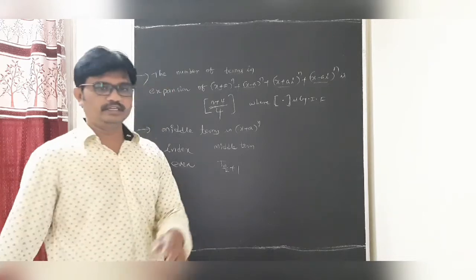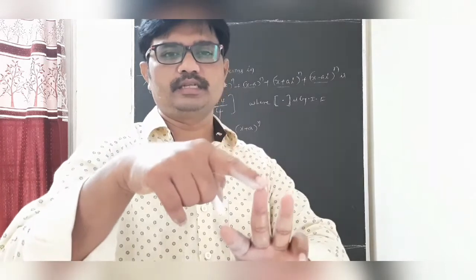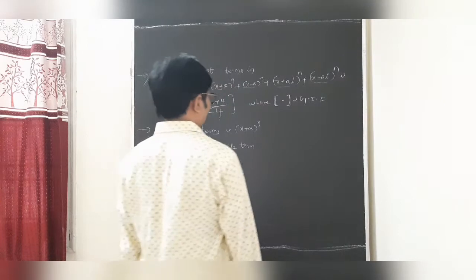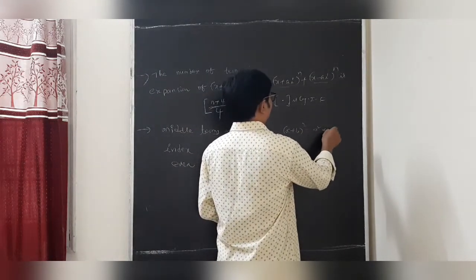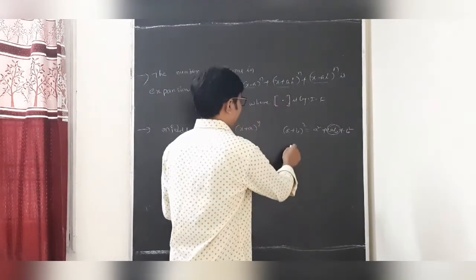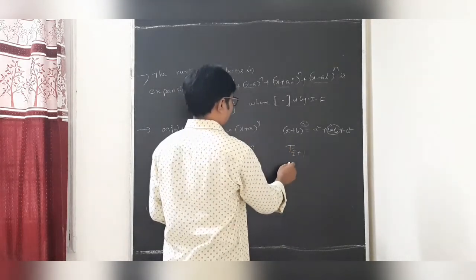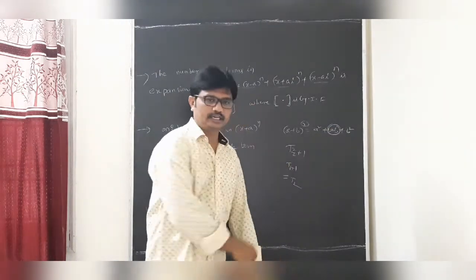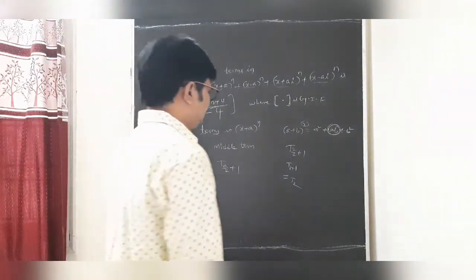Suppose, students, if n is even, how many terms are there? 1, 2, 3. What is the middle term? It is the 2nd. Suppose a plus b whole square is there: a square, 2ab, plus b square. The middle term is this one. So T n by 2 plus 1, where n by 2 means 2 by 2, which is 1, plus 1. T2 is the middle term. Is it clear, students? When n is even, directly we can write it as T2.